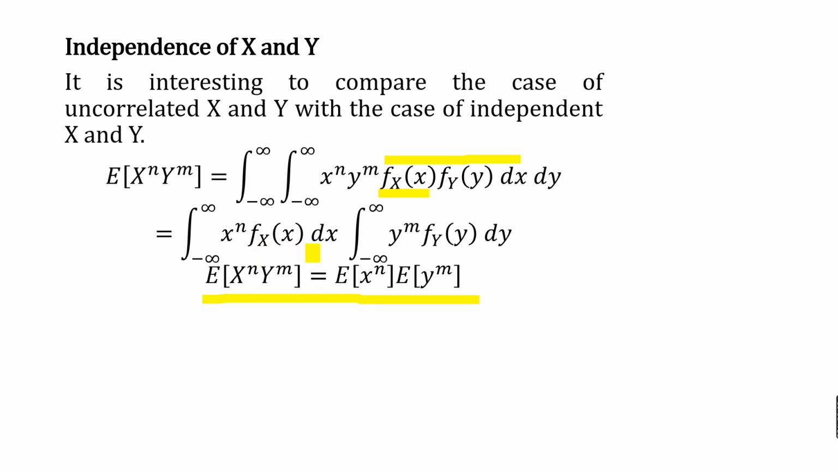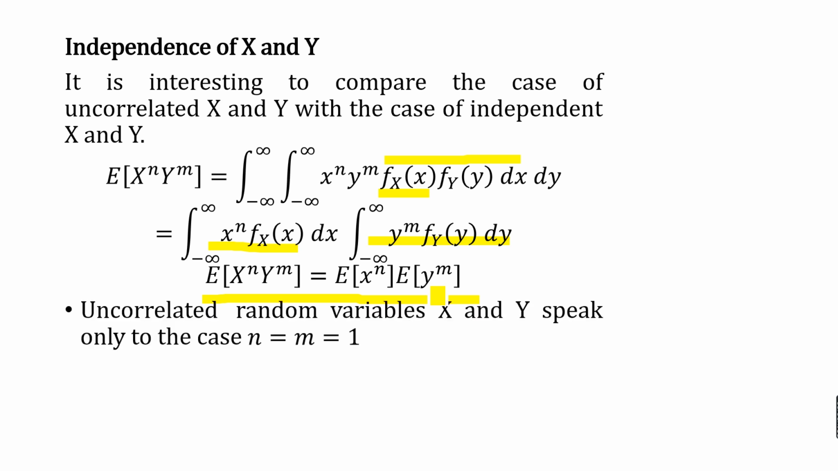Separate the integration. So it can be written as expectation of x to the power n times expectation of y to the power m. So if x and y are independent of each other, then the expectation of the product of x to the power n into y to the power m can be written as expectation of x to the n into expectation of y to the m.